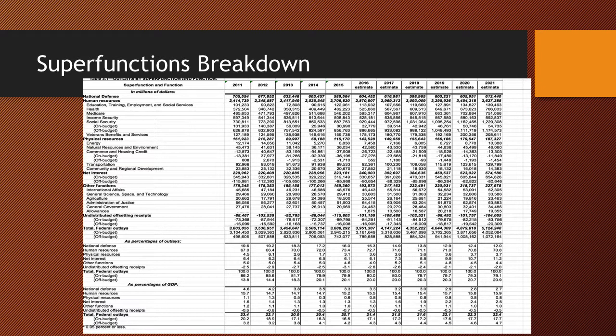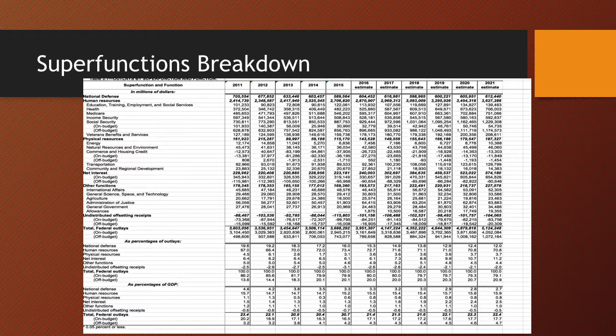Again, looking at physical resources, we have energy, natural resources and environment, commerce and housing credit, transportation, community and regional development, and things of that nature. Then under other functions, we have international affairs, general science, space and technology, agriculture, administration of justice, general government, and allowances. Now let's look at 2014, for example. 2015 was the last number to be actually recorded outside of estimates. They have not provided a superfunction breakdown yet, not to my knowledge.